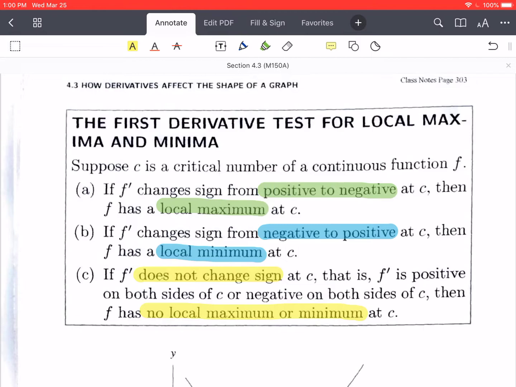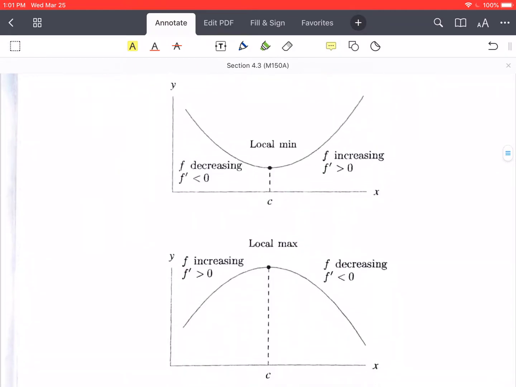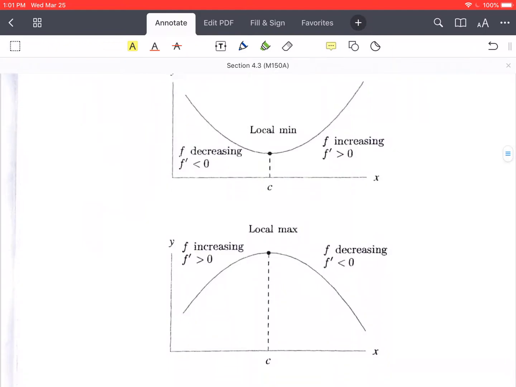Okay, so again, we go from increasing to decreasing, that's a max. Decreasing to increasing, that's a min. And like in the previous case, we saw one case where it went from decreasing to decreasing, so it leveled off, but then just kept decreasing. That would not be a max or a min. And here are again the graphs of what we're looking at. We have the local min, decreasing to increasing, and local max, increasing to decreasing.